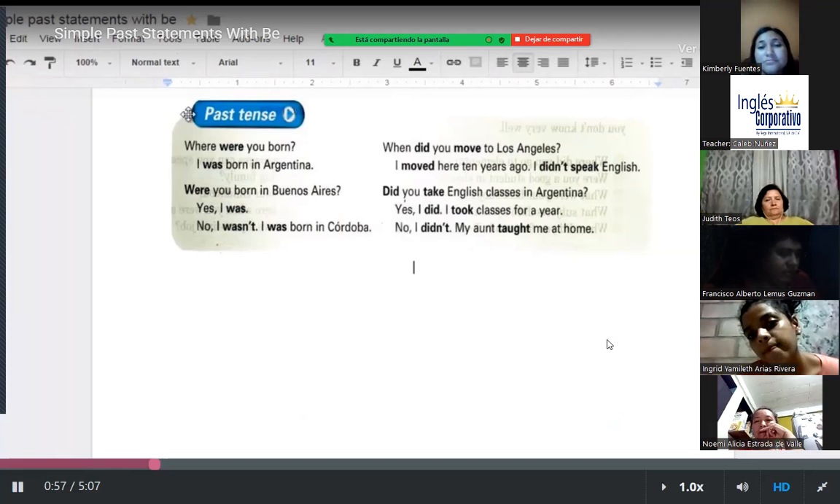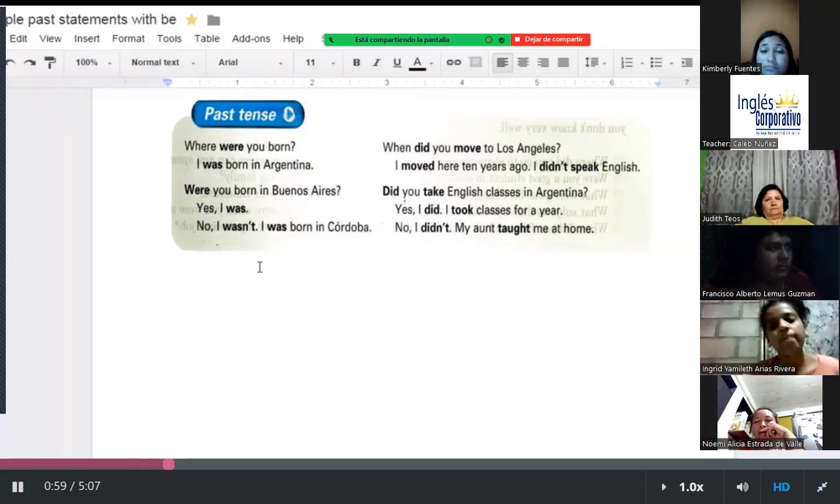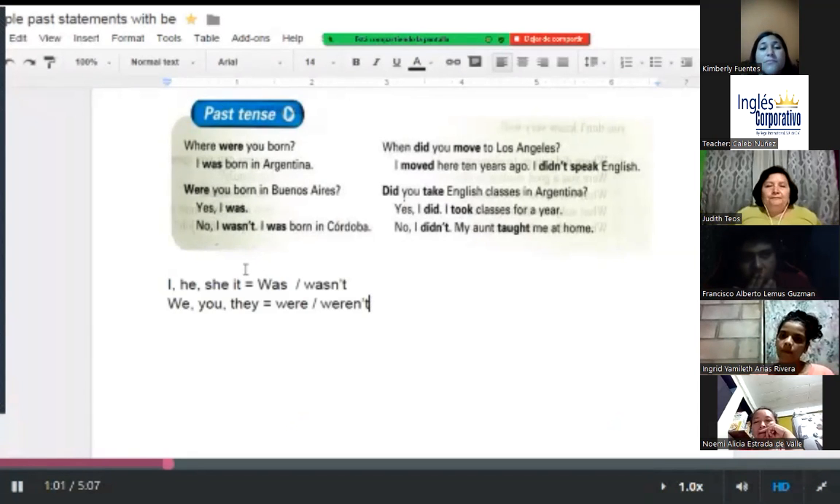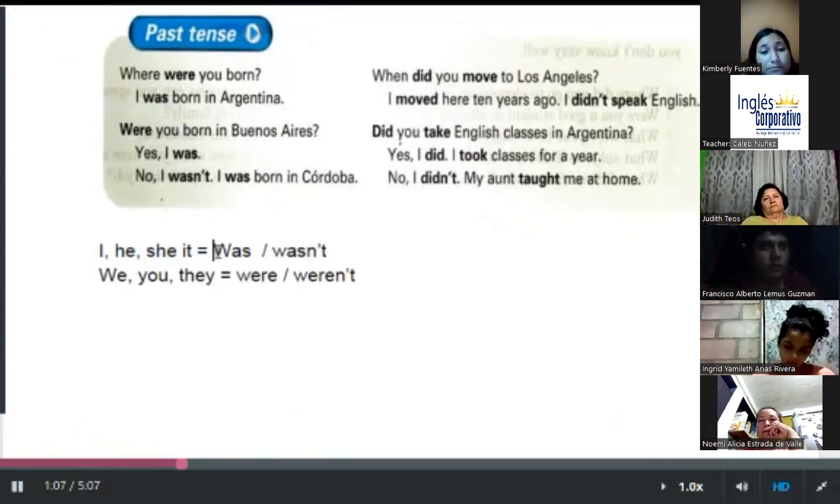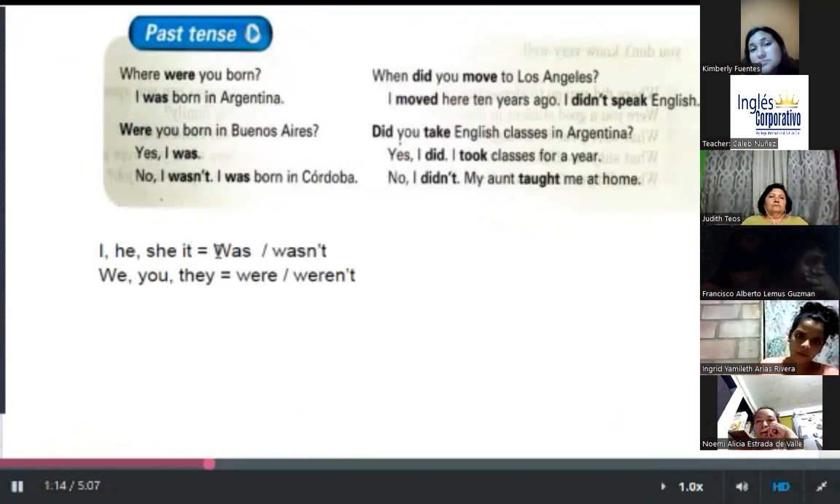The verb to be. So let me get to that. What I want to do is explain the following concept. And that is that the verb to be will change depending on the pronoun that you use. For instance, whenever you use the pronouns I, he, she, or it, the verb to be that we're going to have to use for positive sentences is was. And whenever we make a negative sentence, then we're going to have to use wasn't.